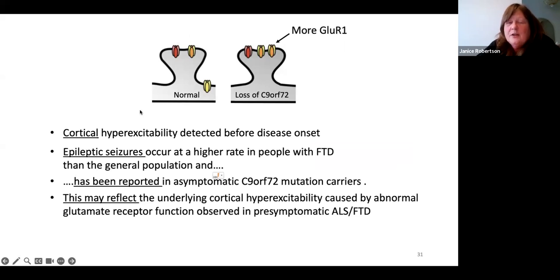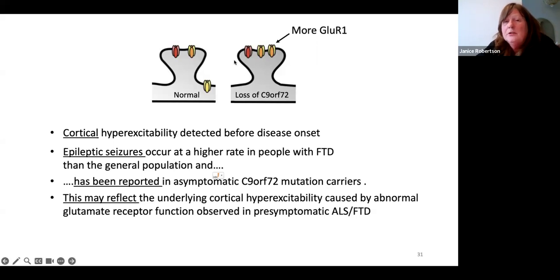hyperexcitability in humans, the C9 repeat expansion carriers, is detected before disease onset. Interestingly, epileptic seizures occur at a higher rate in people with FTD than the general population. And it has been reported in asymptomatic C9orf72 mutation carriers. This may reflect the underlying cortical excitability caused by abnormal glutamate receptor function observed in pre-symptomatic ALS FTD.